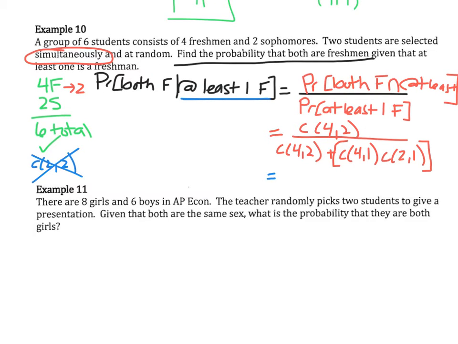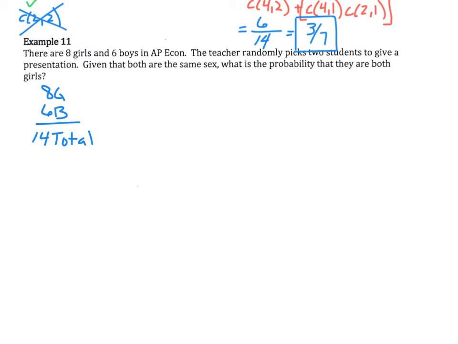So the top part here becomes 6, bottom becomes 14, and I would just put this all into your calculator, which reduces to 3/7 probability. Example 11 says there are 8 girls and 6 boys in AP Econ. The teacher randomly picks 2 students to give a presentation. Given that both are the same sex, so there's your given condition, what is the probability that both are girls? Probability both girls, given that both are the same sex.